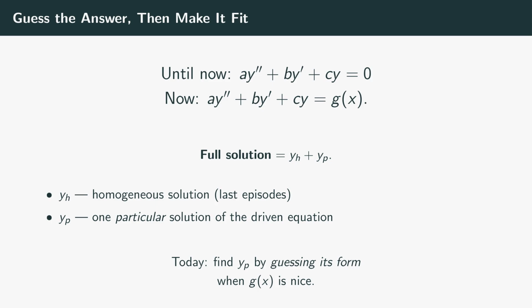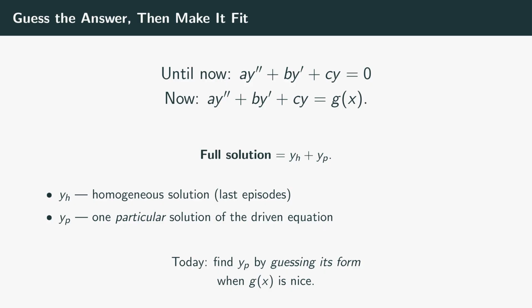Welcome back. For the last few episodes, the right-hand side of our equation has been 0. That 0 meant nothing was pushing on the system, and the solutions we found describe its natural, undriven behavior. Now we turn on a forcing term. The equation becomes a y double prime plus b y prime plus c y equals g of x, where g of x is some external drive, a voltage, an applied force, a seasonal input.